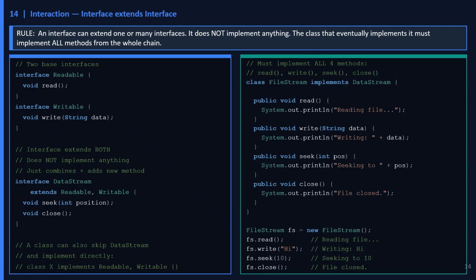Look at the right side. FileStream implements DataStream and must implement all four methods: read, write, seek, and close. At the bottom, we create a FileStream and call all four methods. We can also skip the combined interface and just write implements Readable, Writable directly on the class. Same result.